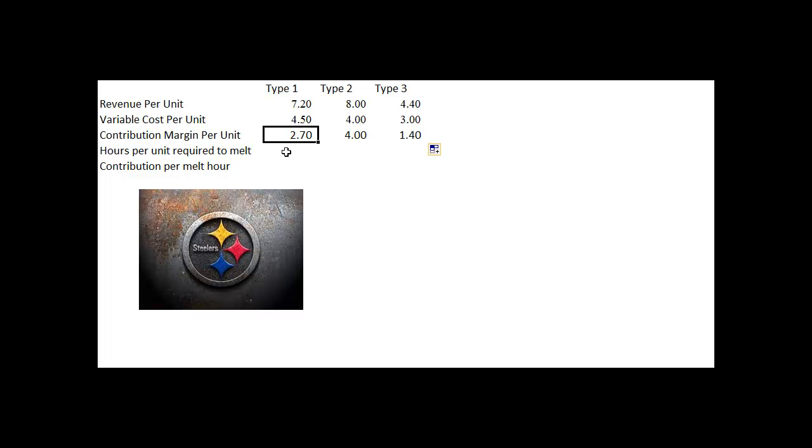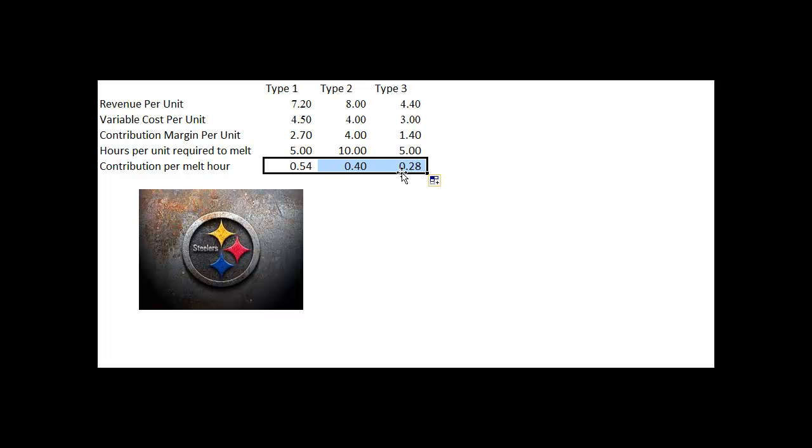Now, because I only have so many hours available in my furnace, I need to figure out how many hours it takes to melt each type of metal. It was 5 hours here, 10 hours here, and 5 hours here. Now to get the contribution margin per furnace hour, I take the total contribution margin for one pound or whatever it is of metal, and I divide it by the number of hours it takes on my machine that I've considered a bottleneck. So this is my answer right here.